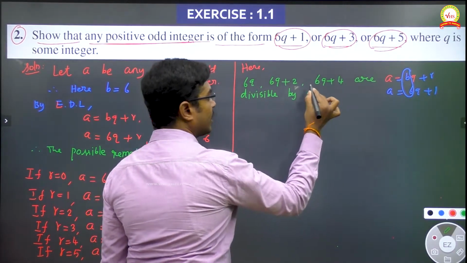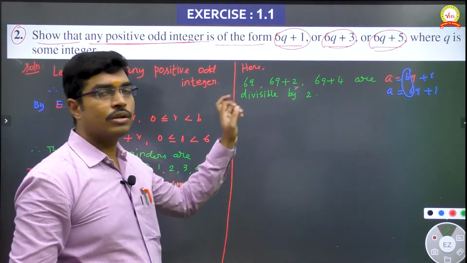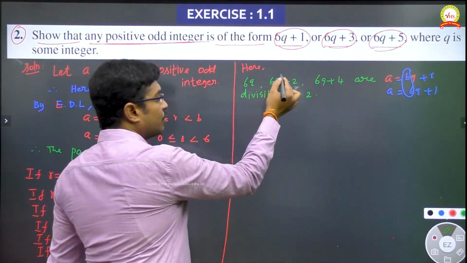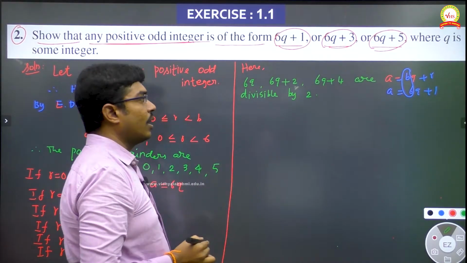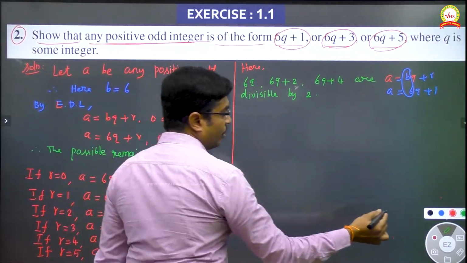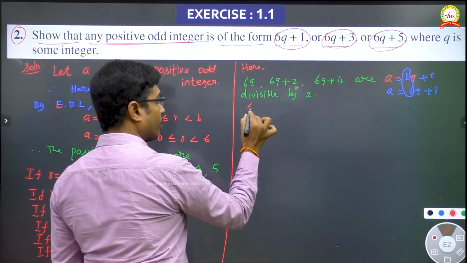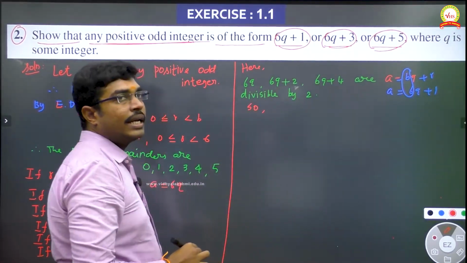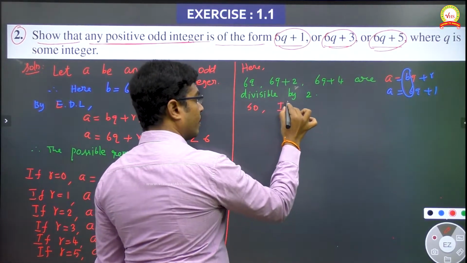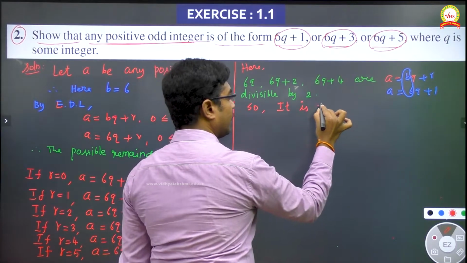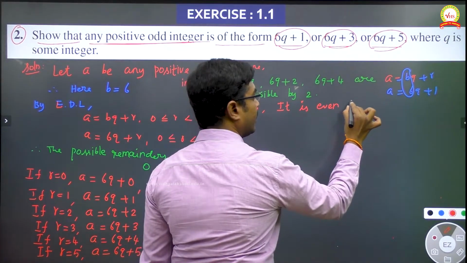Divisible by 2, yes or no? This is for the common 6q table. So 6q plus 2 and 6q plus 4 are divisible by 2. So it is an even number, an even integer.